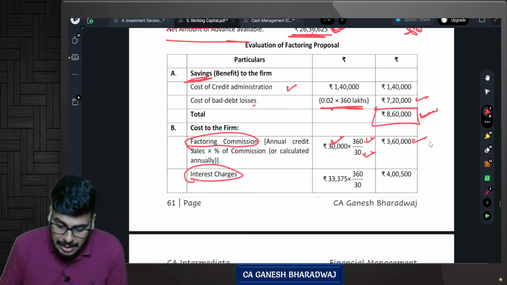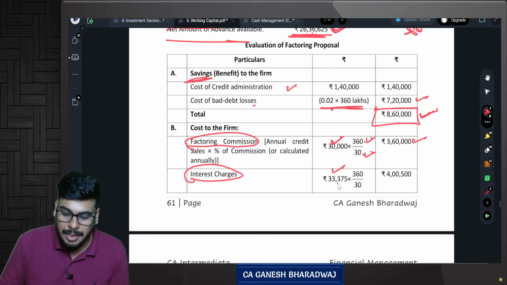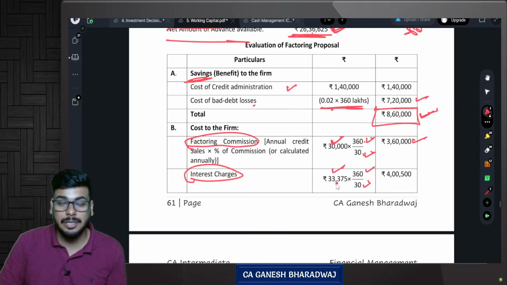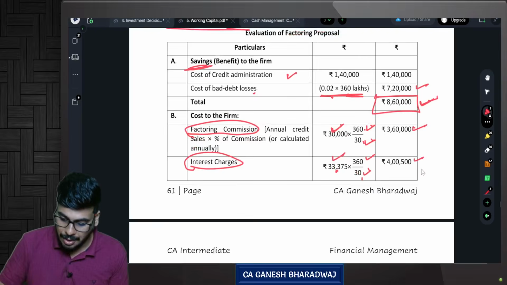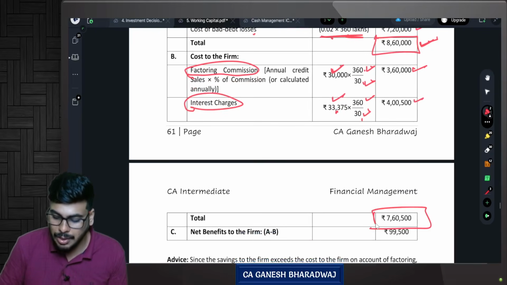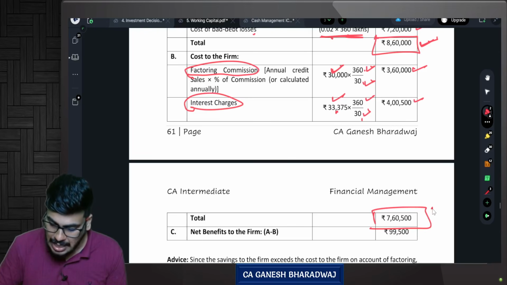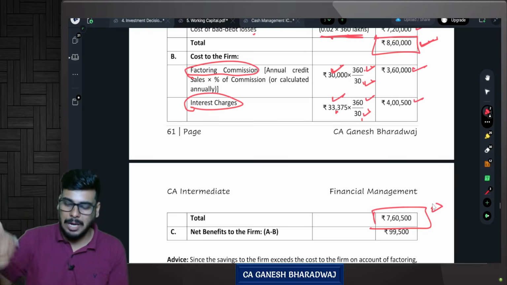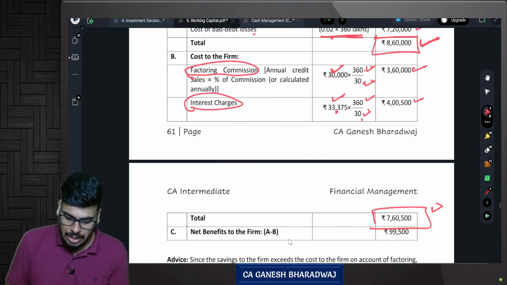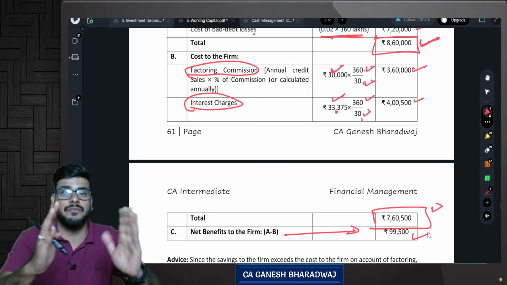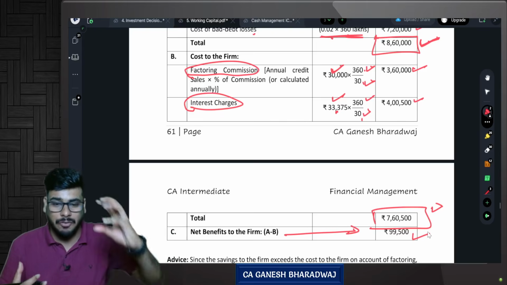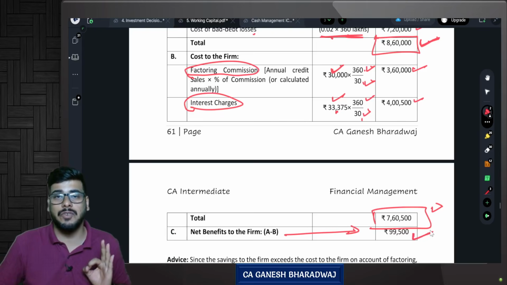3,60,000 rupees. Correct? Similarly, the interest charge is 33,375, which pertains to one period of 30 days. How many days are there in a year? 360 days. So 33,375 upon 30 into 360 gives you how much? 4 lakh and 500. So what is the total extra cost you incur because of factoring? 7,60,500. What is the total benefit you get because of factoring? 8,60,000. So the net benefit to the firm is 99,500. In other words, if you go for this factoring method of funding, you will gain a net amount of 99,500.